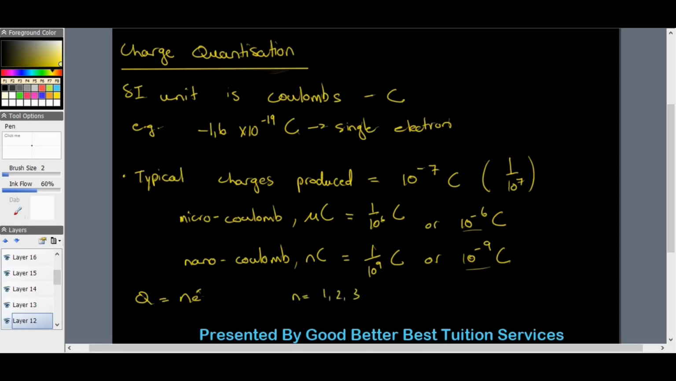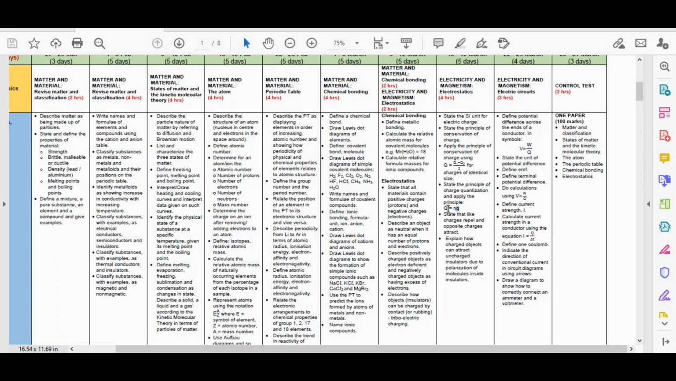So n is the number of electrons lost or gained, and you want to find out the charge. This e doesn't have a minus on top of it, sorry girls. And e would be the elementary charge. Sometimes it's also denoted as q e.